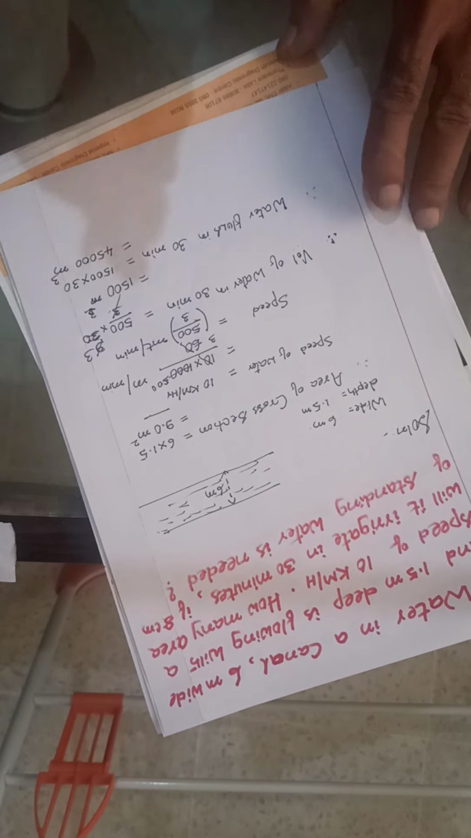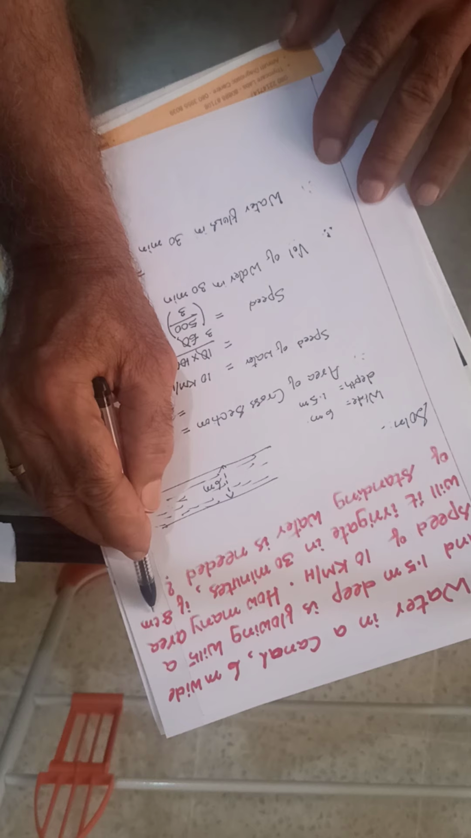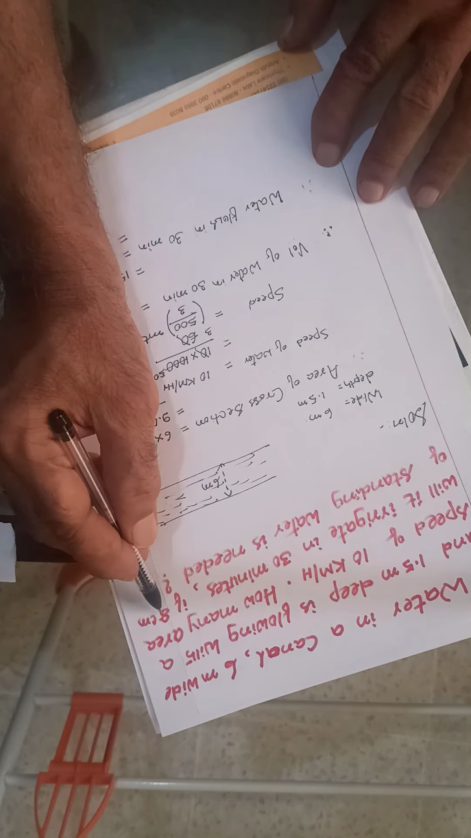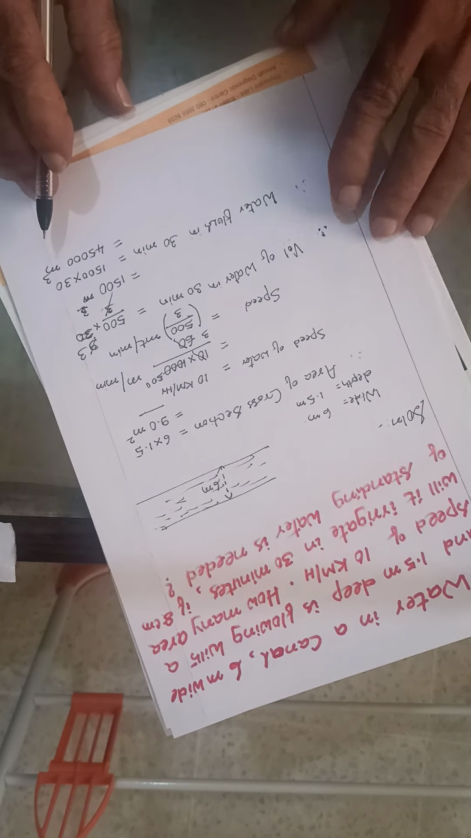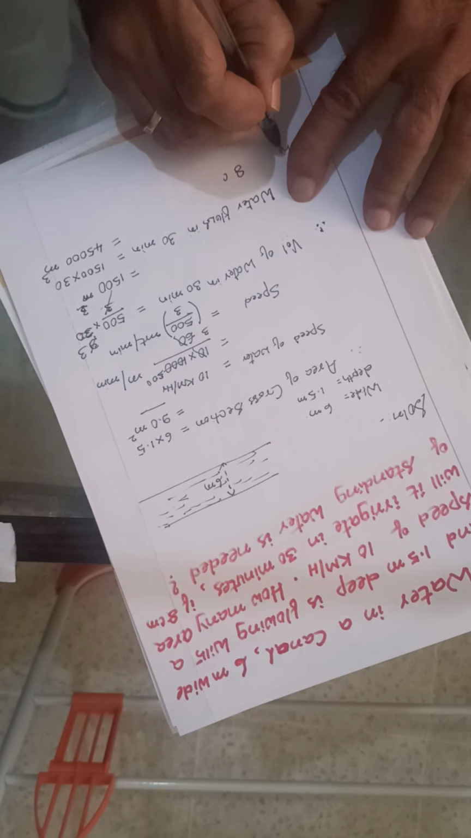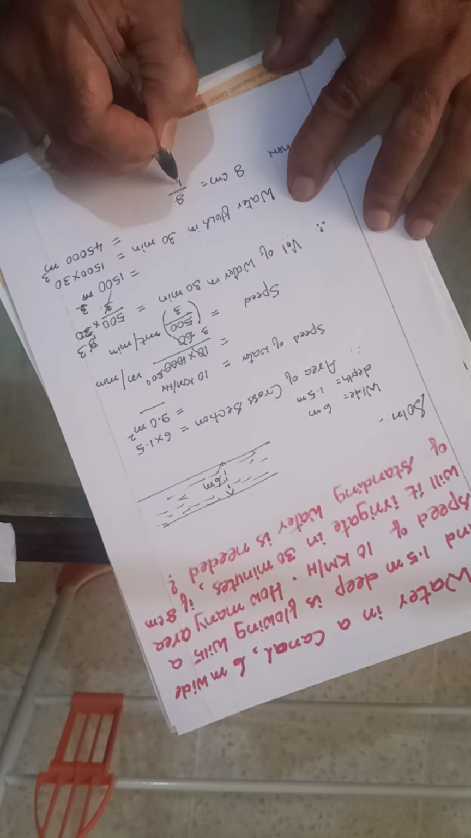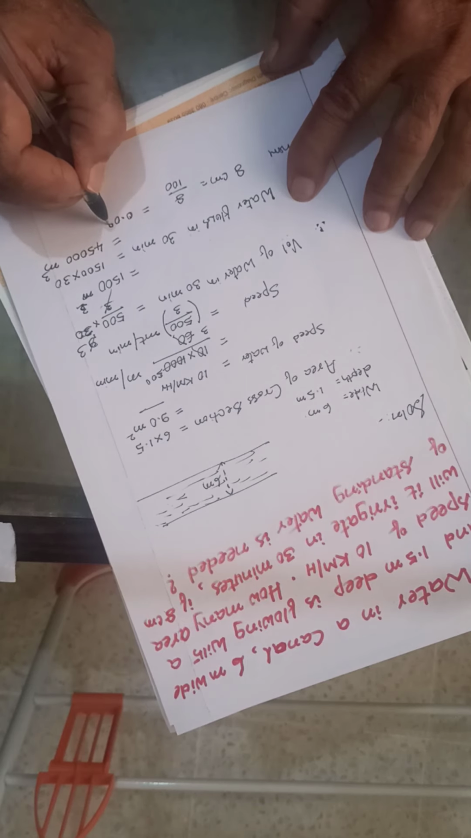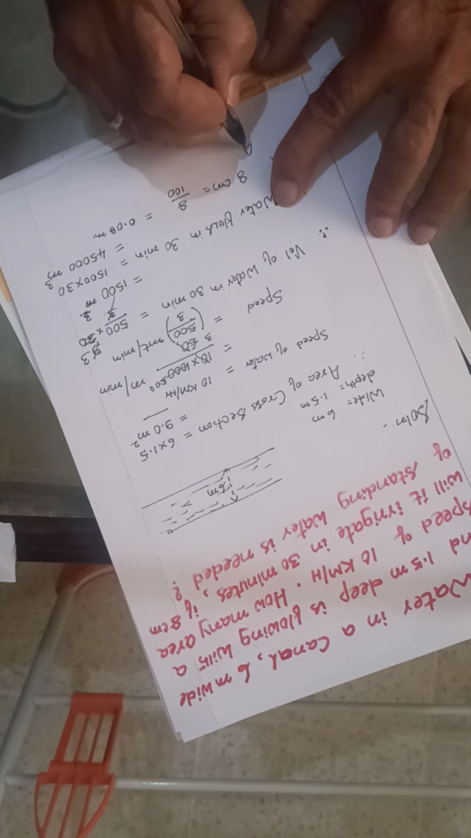Now here, you have to find the area of the irrigated land. In 30 minutes this much water flows. So, if 8 centimeter of standing water is needed, you have to convert this 8 centimeter into meters: 8 by 100, that is 0.08 meter. That is the height.